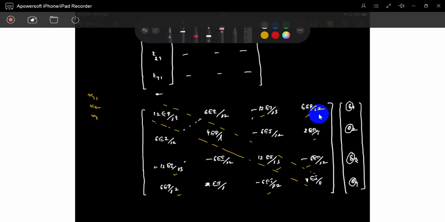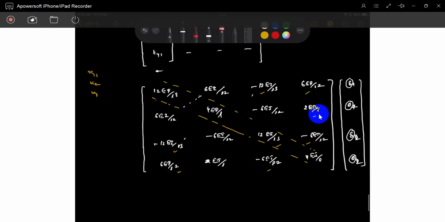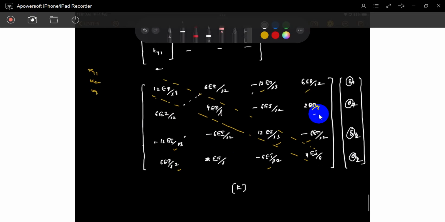Otherwise, you can call it a node. If you call it a node, first node. This is also first node. This is second node. This is second node. You can write like this. Okay. This is the stiffness matrix. This is the stiffness matrix of every element. Every element is taken as the same thing.